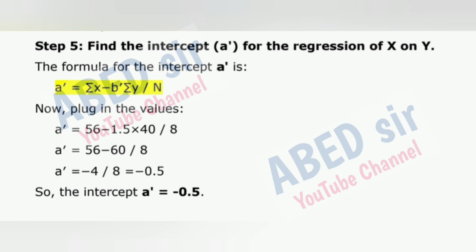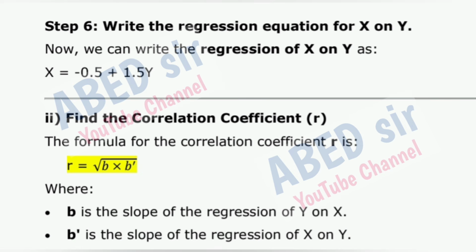Step 5. Find the intercept a for the regression of x on y. The formula for the intercept is given. Now, plug in the values. So, the intercept a is equal to minus 0.5. Step 6. Write the regression equation for x on y. Now, we can write the regression of x on y as x is equal to minus 0.5 plus 1.5y.